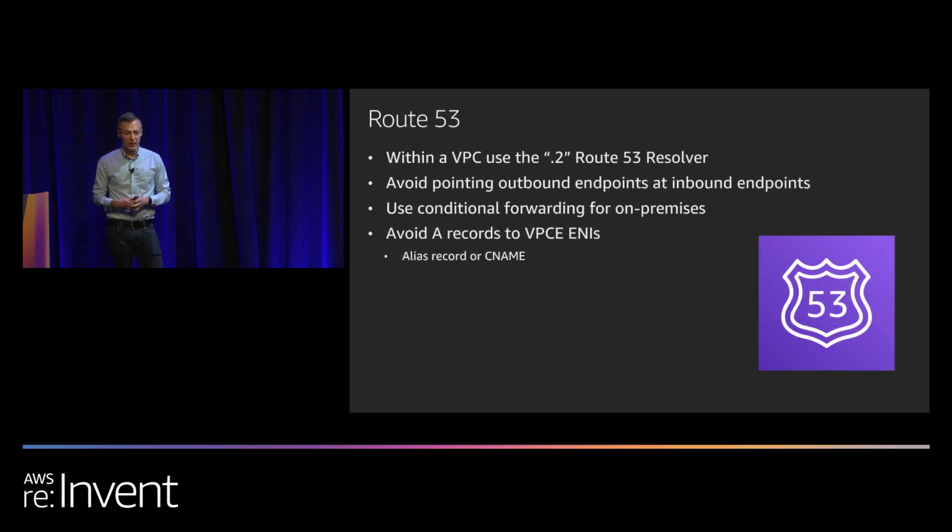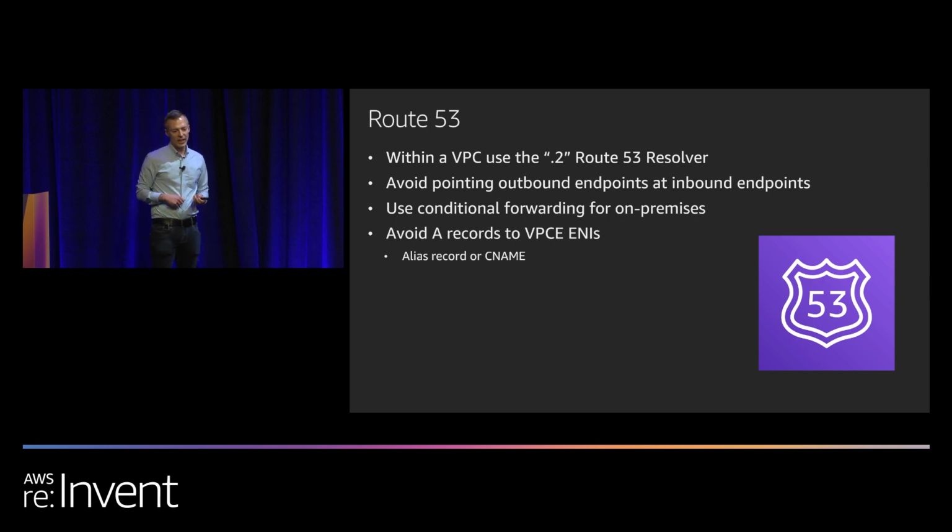For Route 53, since last year that we introduced the inbound and outbound endpoints, you really want to use that .2 Route 53 resolver. That's going to be the lowest latency, highest performing resolver you can use. If you start doing things like modifying option sets, that adds additional latency and can create hotspots for your DNS. So really, you want to use that .2 resolver if you can. We call it the Route 53 resolver now.